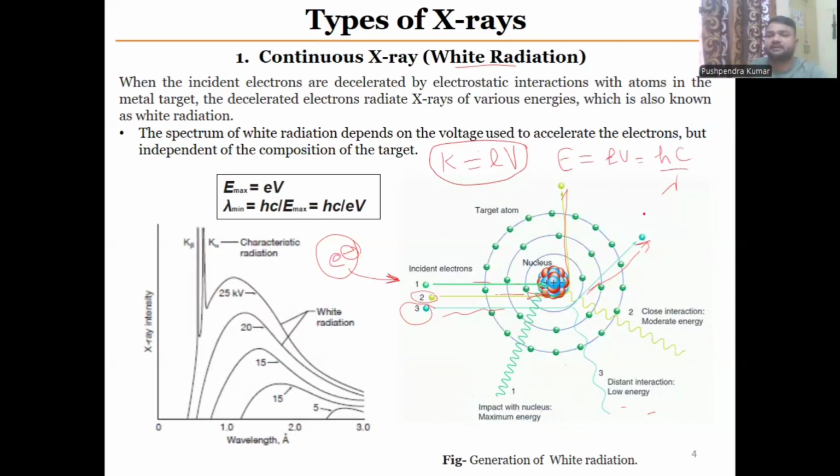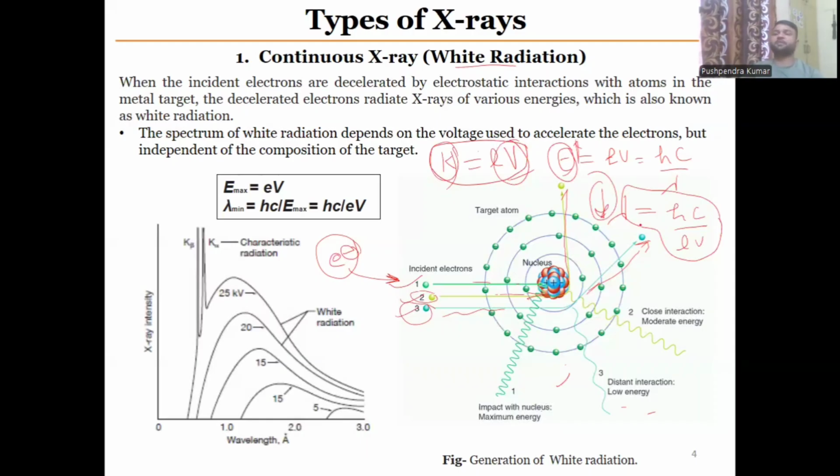So from here we can find the wavelength of the different radiations by this formula, lambda equals hc upon eV. This is the formula from where we can find the wavelength of the particular radiation corresponding to these different energies of the electrons. So the wavelength of the X-ray radiation depends on the voltage. As we increase the voltage, the kinetic energy of the electrons increases, and as kinetic energy increases, the energy of the X-rays increases, and as energy increases, the wavelength of the X-rays decreases.